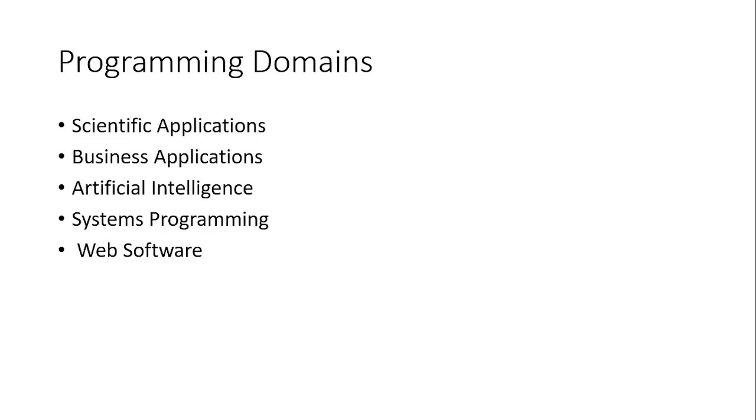And we have web software, which is the last programming domain. Web software means the World Wide Web is supported by an eclectic collection of languages, ranging from markup languages such as HTML, which is not a programming language, to general-purpose programming languages such as Java. So the WWW is supported by a collection of languages: markup languages like HTML, and general-purpose programming languages such as Java.